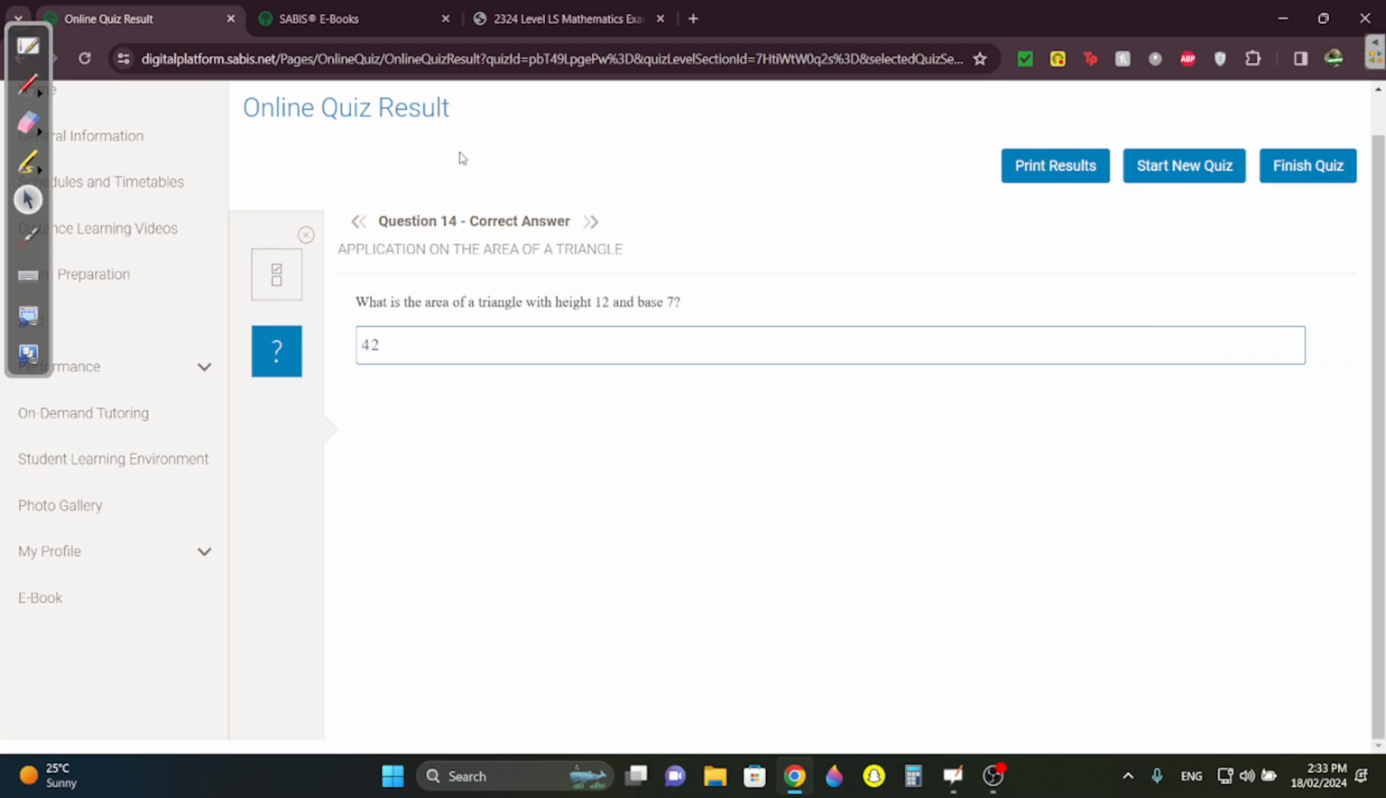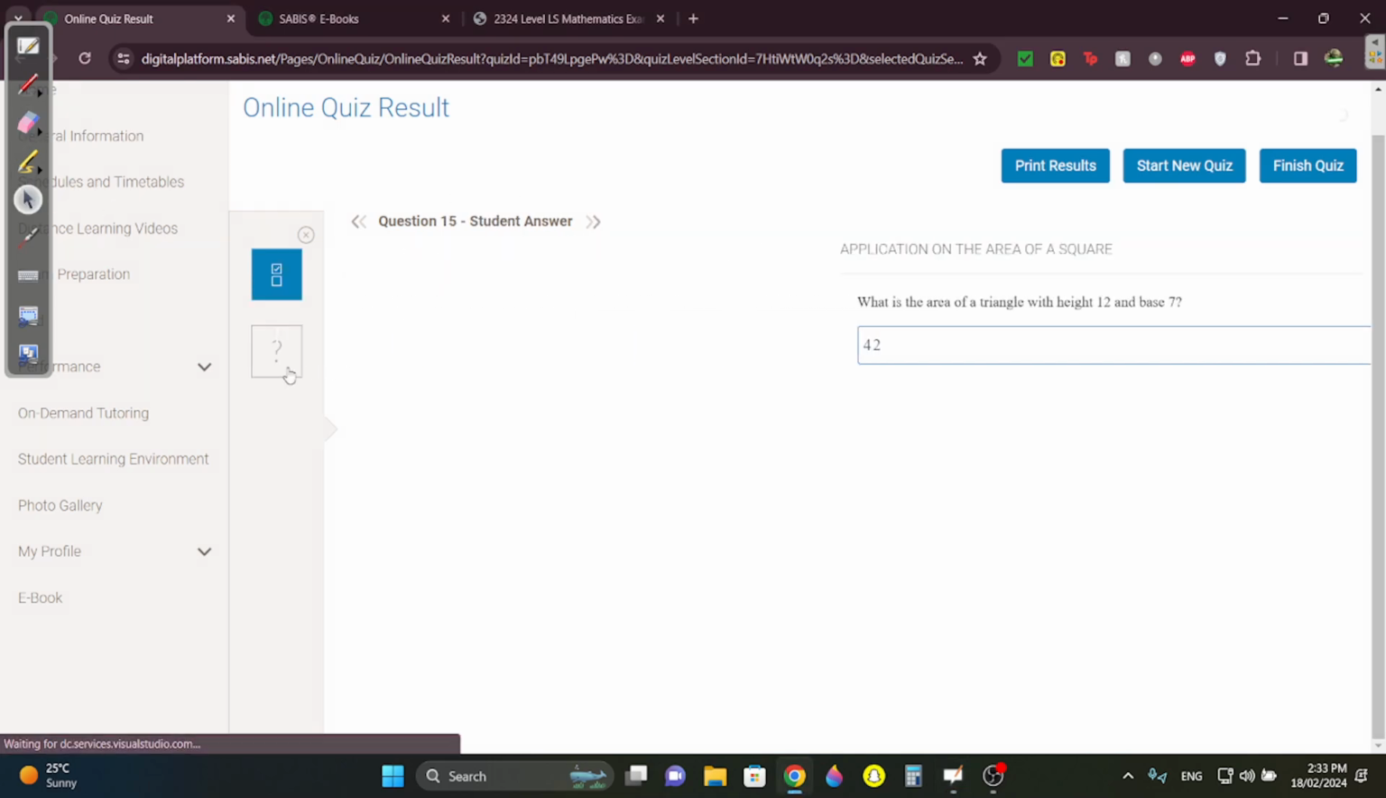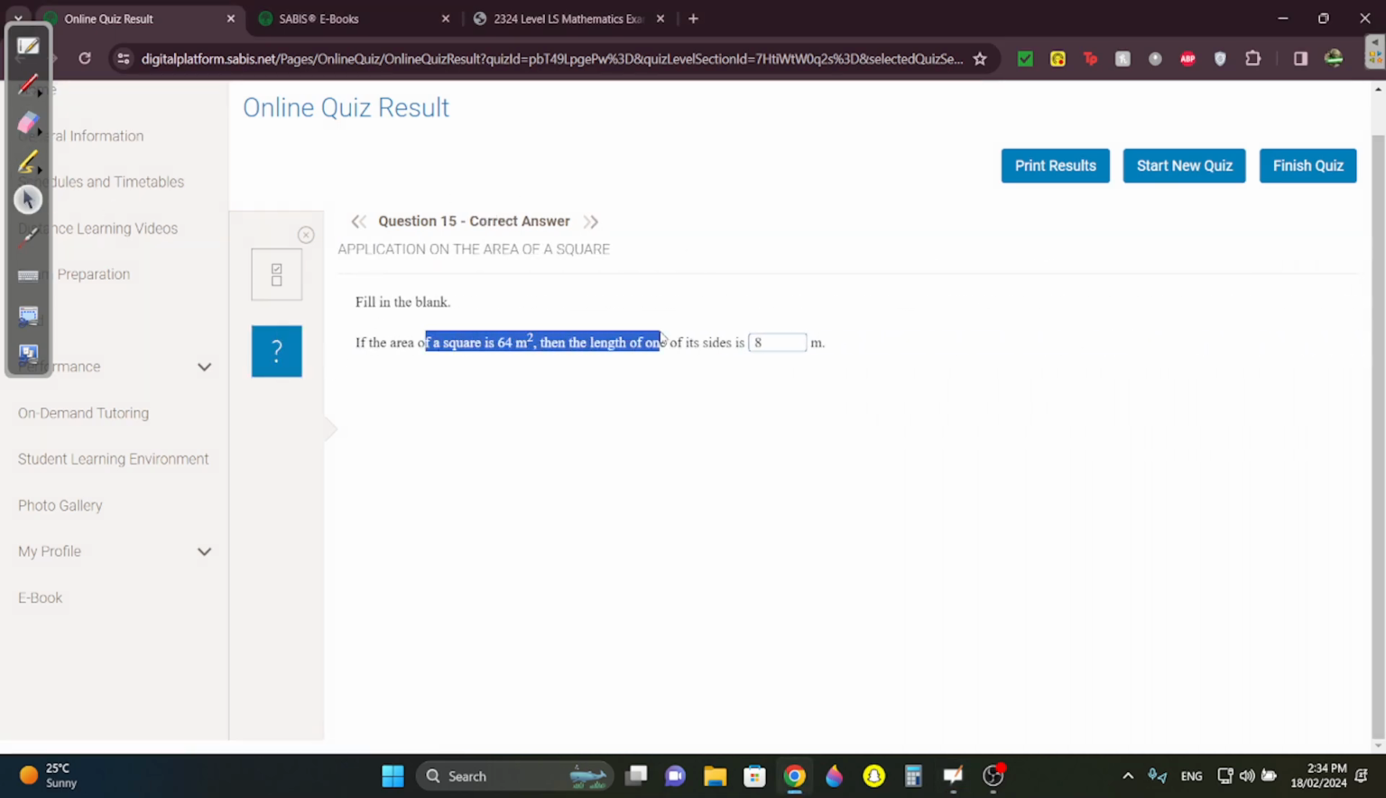There's problems, honestly. Okay, what's the area of a triangle with height 12 and base 7? You know it's always bh over 2. So it's 12 times 7 divided by 2, which is 42. Question 15. If the area of a square is 64, then the length of the sides is 8. Square root of 64 is 8. I think everybody knows this. Because the area of a square is side squared, and if s squared is equal to 64, so s equals radical 64, which is 8.